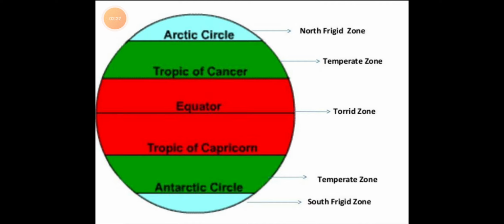Here we can see the picture. The red portion is the 0 degree line, the equator. Then we can see the Tropic of Cancer in the northern hemisphere, then the Arctic Circle on the northern side. Then from the southern side, the Tropic of Capricorn and the Antarctic Circle in the southern hemisphere.